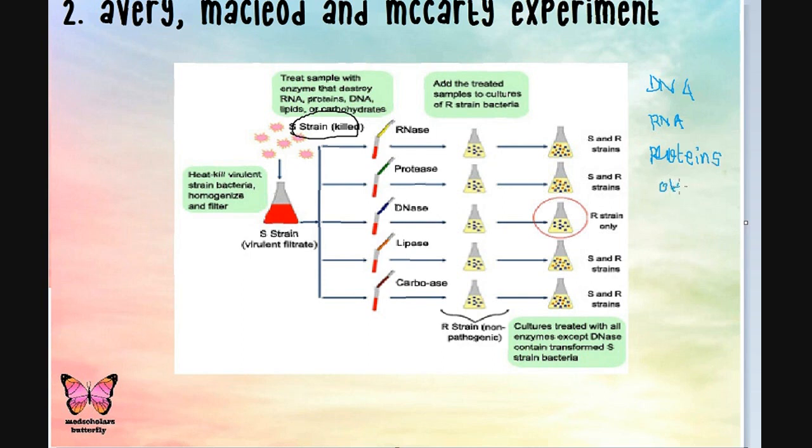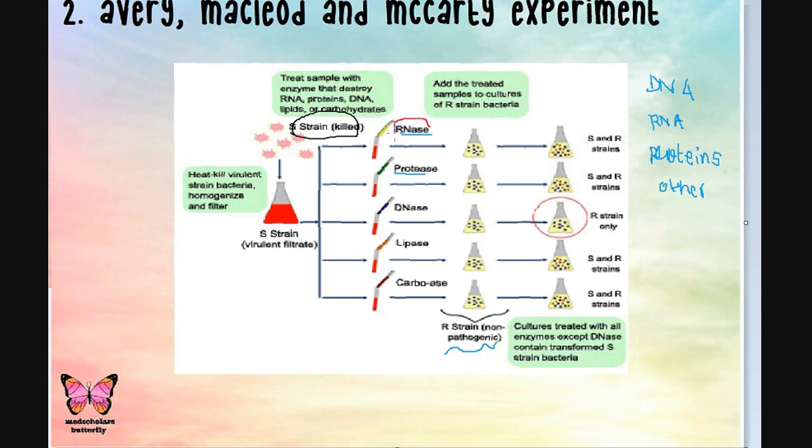Then they took these materials and separately treated them with enzymes such as RNase, protease, and DNase. All are having the suffix ase, which means they are enzymes. They mixed these materials, derived from the killed S-type strain, with the R strain, as you can see here, and observed the results.